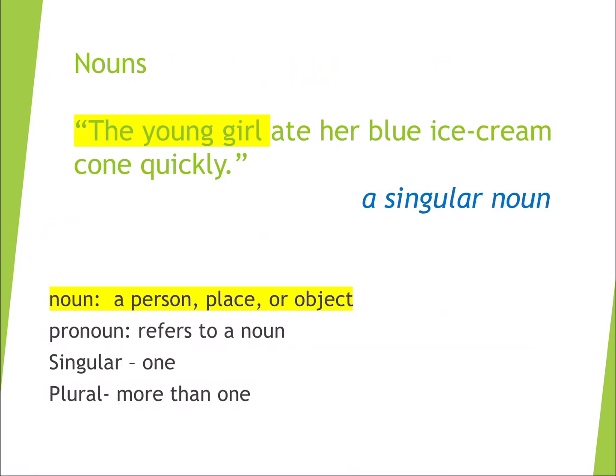The young girl is an example of a noun. A noun is a person, place, object, thing, or name. So the young girl is a noun. Pronouns are words that refer to a noun, like her, she, it, I, me. Okay? Is it singular, meaning one, or plural? So in this sentence, it is a singular noun.